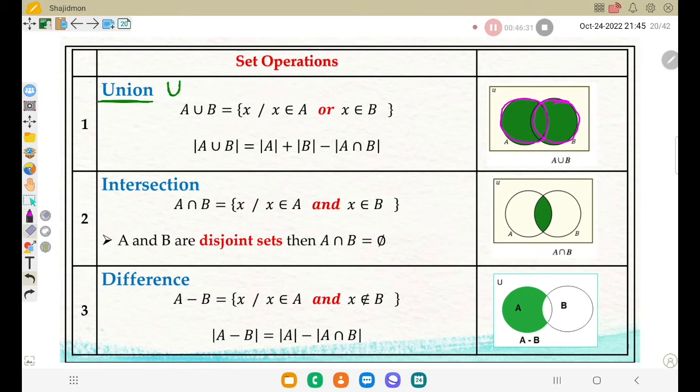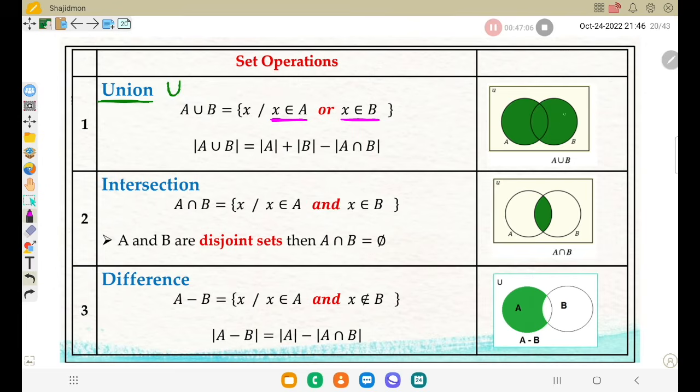A union B means all the elements of A and B together, okay. It is coming in all the elements, both A and B. That means the set of all x such that x belongs to A or x belongs to B, okay. Union means, always keep in mind, union means the or symbol, okay. In logic we also use the or symbol. So or means either it is coming in A or it is coming in B, okay. First set or second set together, okay. All this we can write as A union B.